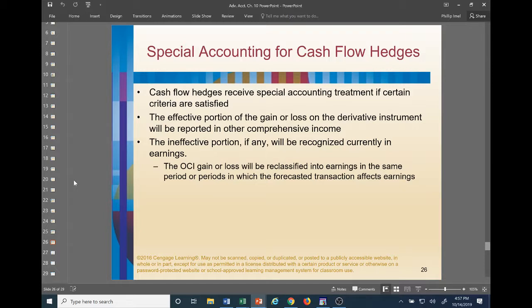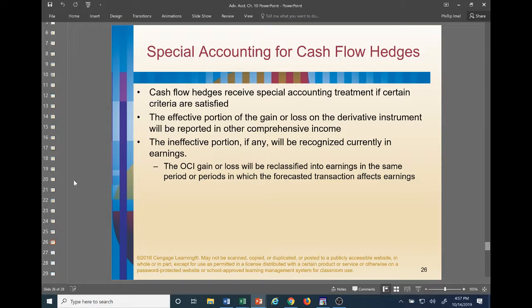Now, special accounting for cash flow hedges. A non-derivative financial instrument may not be used as the hedging instrument in a foreign currency cash flow hedge. Furthermore, as is the case with a fair value hedge, special hedge accounting is not available for cash flow hedges unless a number of criteria are satisfied. Cash flow hedges must also meet the criteria regarding documentation and assessment of effectiveness, just as the special accounting for fair value hedges.